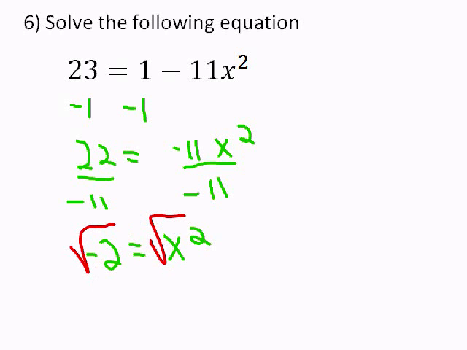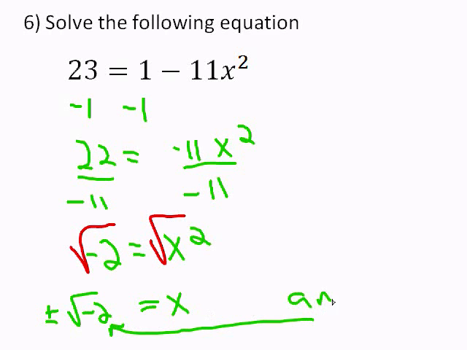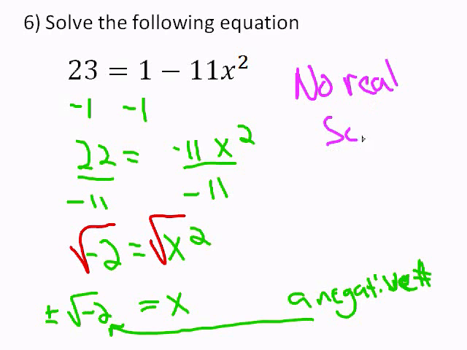To get rid of the square off the x, we take the square root. Now here's the issue. We do get x is equal to plus or minus the square root of negative 2, but there's a negative number in there. If you remember way back to the beginning of the video, if you have a negative number inside your square root as an answer, that means something very specific. In this case, or in any case, it means no real solutions.